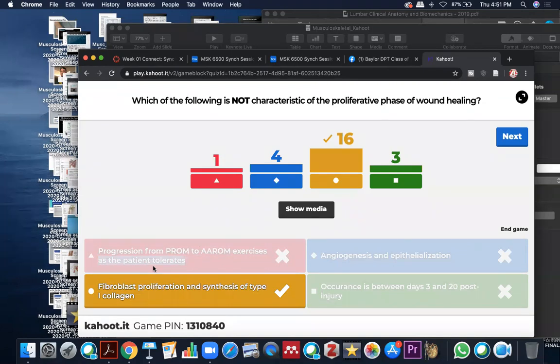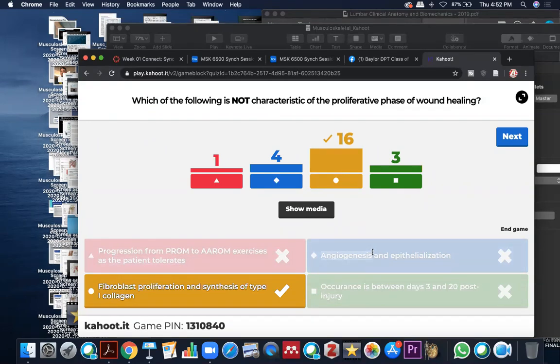But also make sure not to go too far, because especially in those early parts of the proliferative phase, if you induce that inflammation again by going too vigorously, you can cause it to regress back to the inflammatory phase. And then you have angiogenesis and epithelialization. Remember that angiogenesis is just the synthesis of blood vessels.